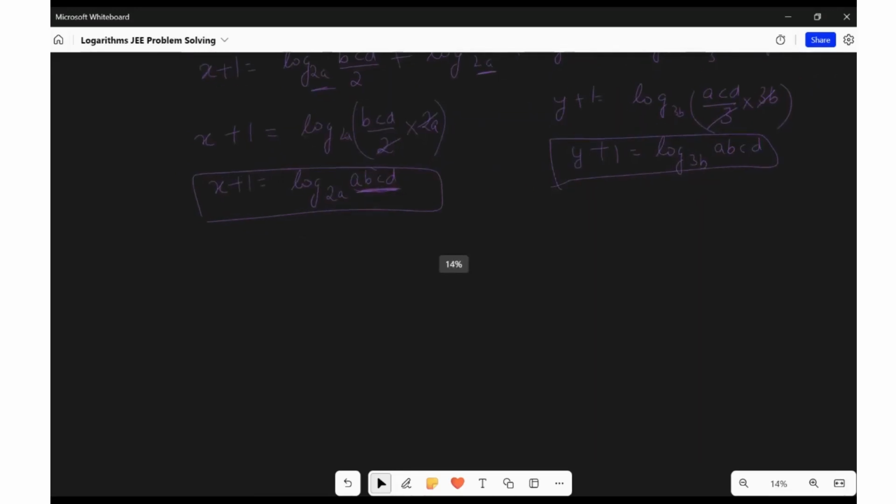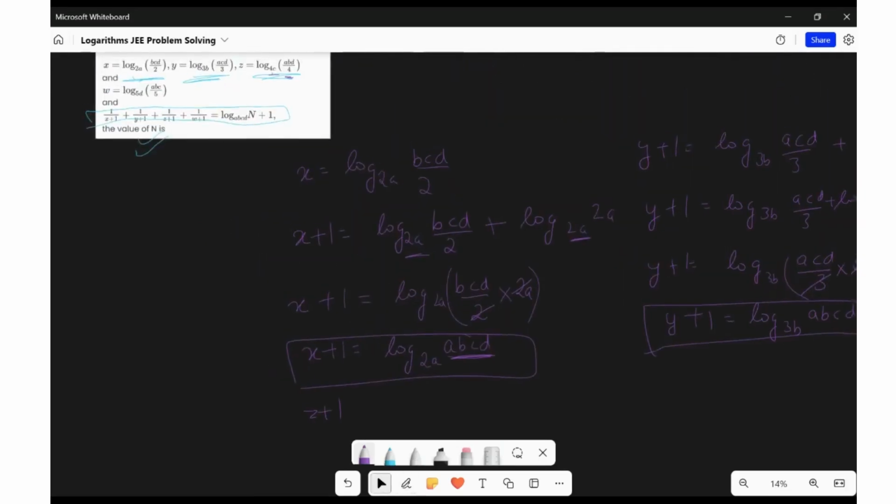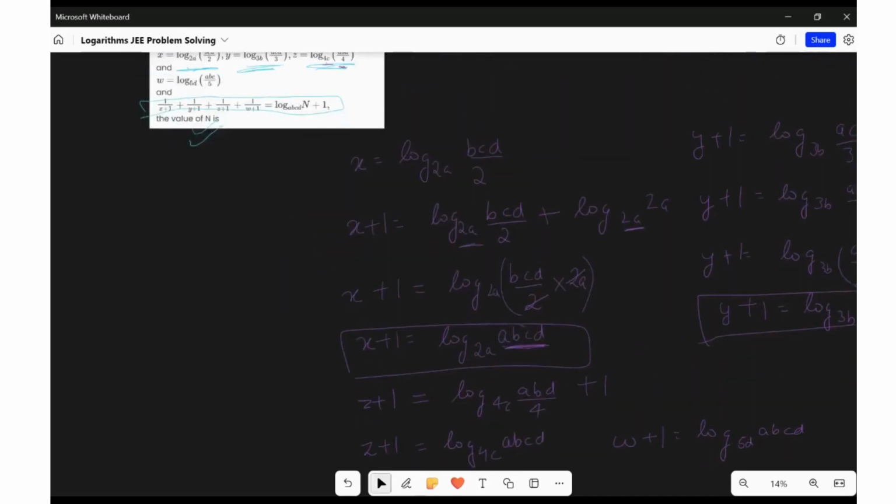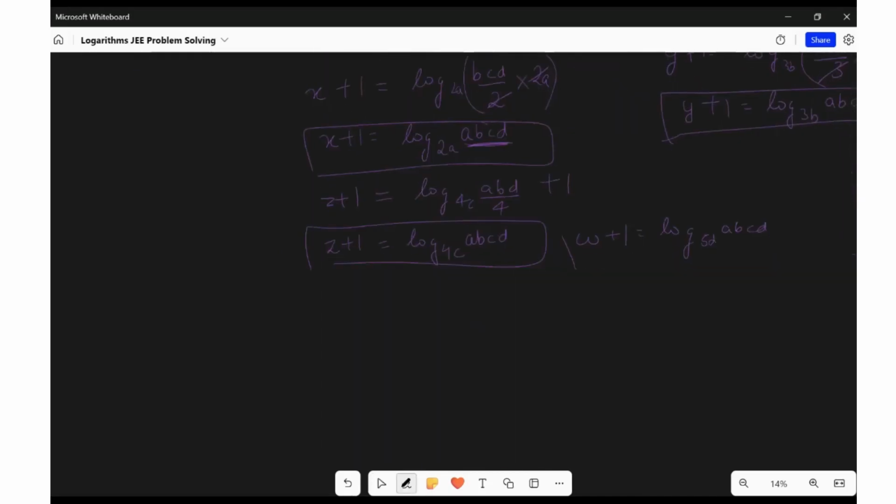So we can write z plus 1 as, we are given z as log ABD by 4 base 4C. So z plus 1 will again be log ABCD base 4C. w plus 1 will be log ABCD base 5D, right? Since we are given w as this, we can check it. Now we have all the values of x plus 1, y plus 1, z plus 1, w plus 1.